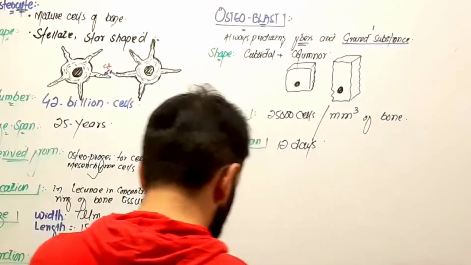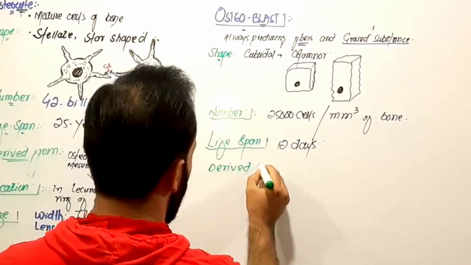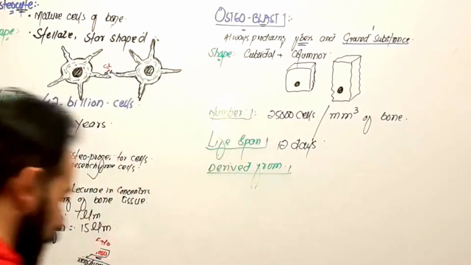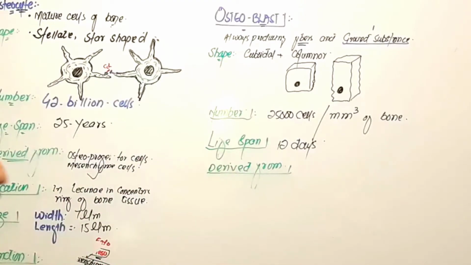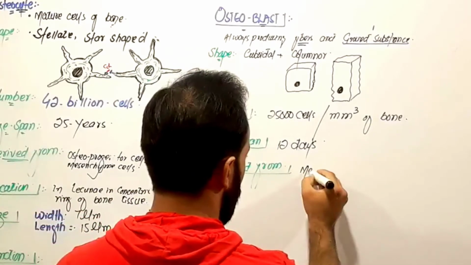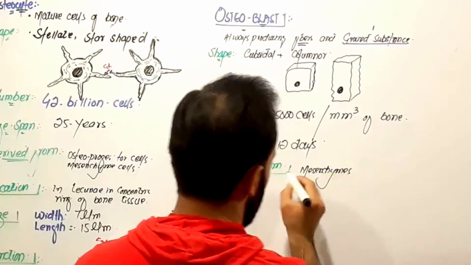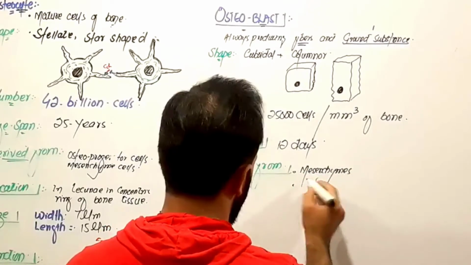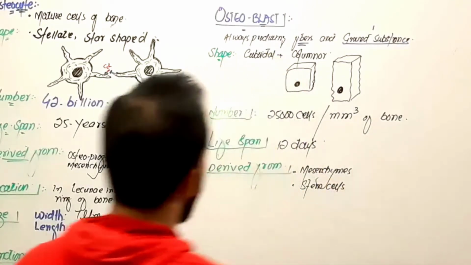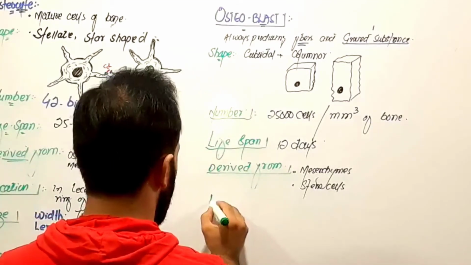Then after lifespan, we say what they are derived from, right? So again I will say that these are derived from the mesenchymal cells, from the stem cells, or we say osteoprogenitor cells, right? They are derived from mesenchyme, and about mesenchyme I have told you in the previous lecture, please watch that. They are derived from the stem cells of the bone tissue, right friends. What is their location?